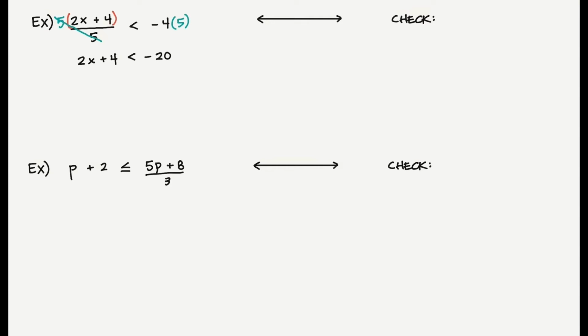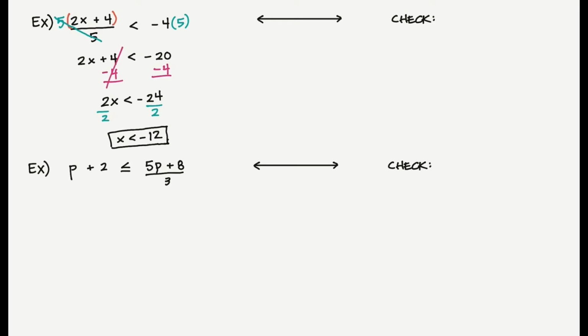And now it looks like a 2-step inequality. Let's subtract the lonely number on both sides. I'm left with 2x is now less than -24. Final step, let's divide by 2 to get rid of the leech. And my final answer is x is less than -12.